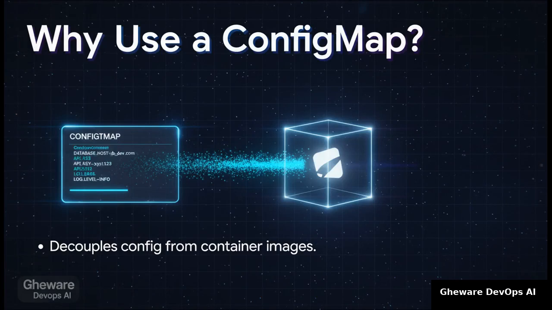So why bother with this? Well, the magic word is portability. You write your code just one time to read a variable, let's say database host, and then the config map just feeds it the right value depending on the environment. It's awesome. Your app can slurp this data up as environment variables or even as files mounted right into the container. Oh, and one quick heads up. There's a 1 megabyte limit. So, config maps aren't for giant files.